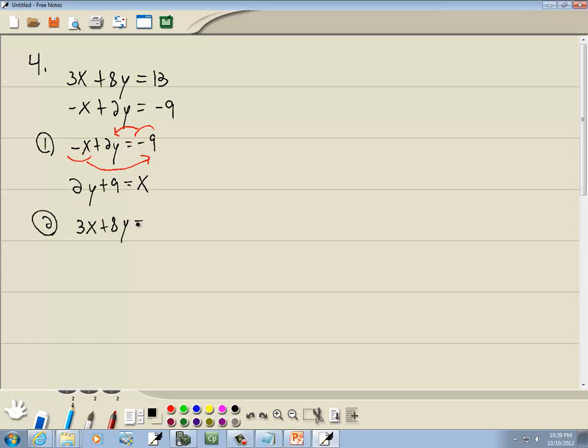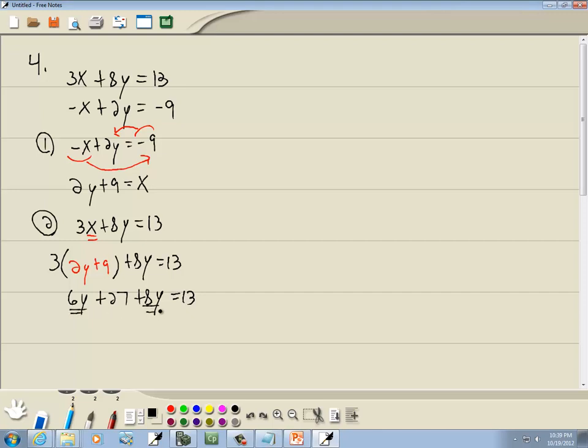Step 2. We want to plug that into the other equation. So where the x is in this other equation, we're going to put in 2y plus 9. So we got 3 times (2y plus 9) plus 8y is equal to 13. And we want to solve it. 3 times 2y gives us 6y. 3 times 9 is 27. Plus 8y equals 13. Combine together like terms in any step.